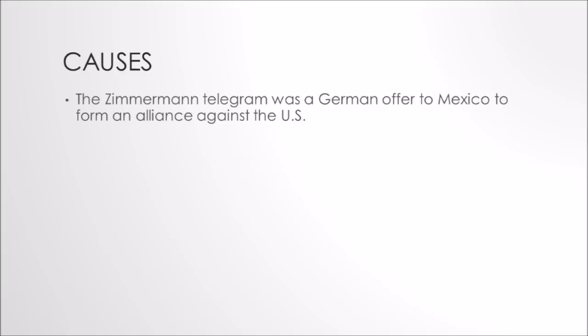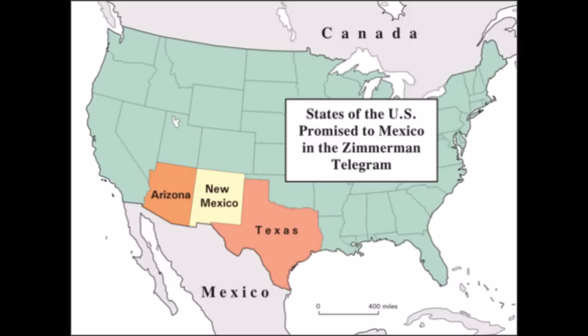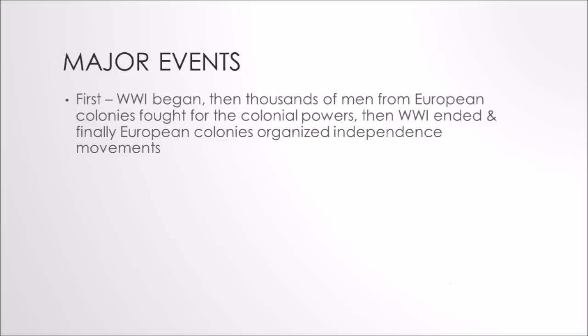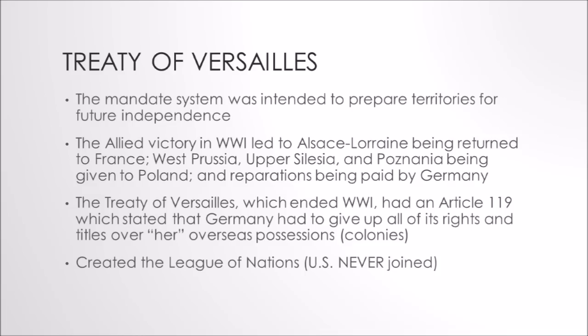The U.S. got involved in the war because of the Zimmermann telegram, a German offer to Mexico to form an alliance against the U.S. This map shows the land that the U.S. would give up if Germany won World War I. Major events: World War I began, then thousands of men from European colonies fought for the colonial powers. Then World War I ended, and finally European colonies organized independence movements.